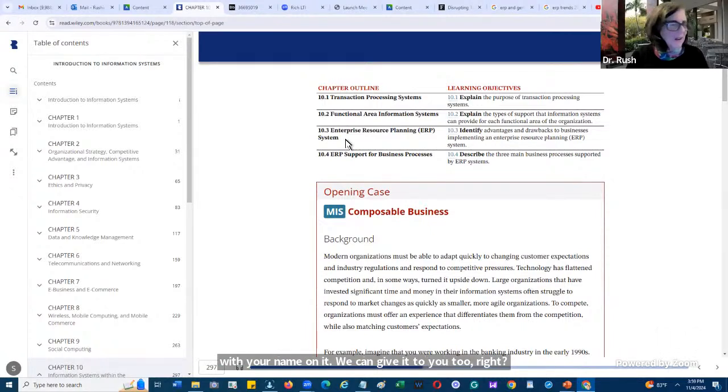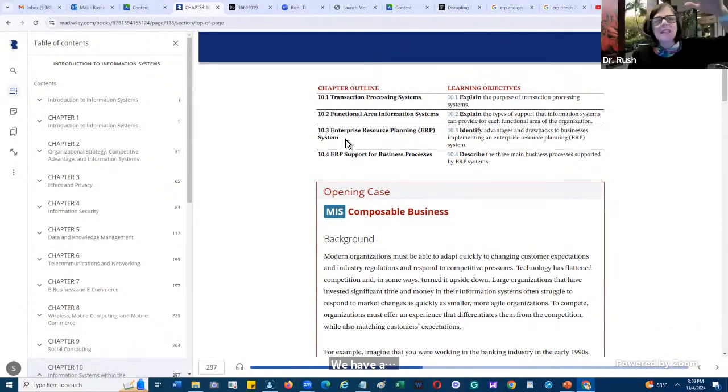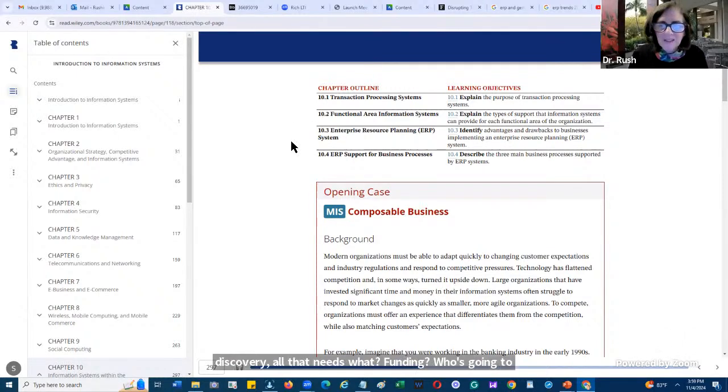We're going to have a 100th year anniversary. And what do you think they're going to do in that 100 years? They're going to go out to donors and say, hey, we're having all these new programs. We're going to have an AI program, an AI institute. At the university, in the medical school, we're going to be able to do drug discovery. All that needs what? Funding. Who's going to fund that? So that's why it's so key here, enterprise resource planning.